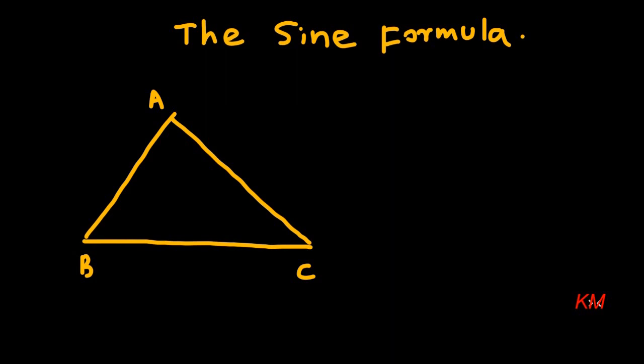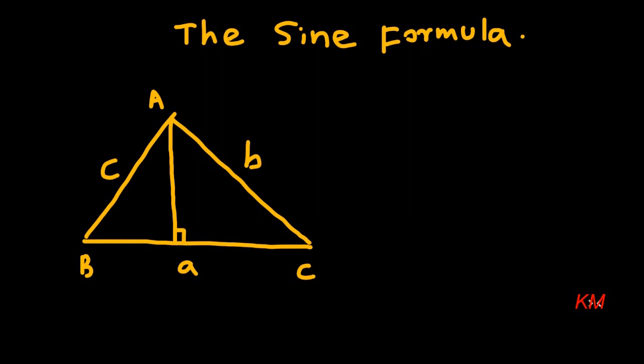Hey guys, in this video I'm going to teach you the sine formula. You need to consider this triangle. In this triangle, this length is small a, this length is small b, and this length is small c. And you need to make a line from A to the base BC that should be perpendicular to the base BC.